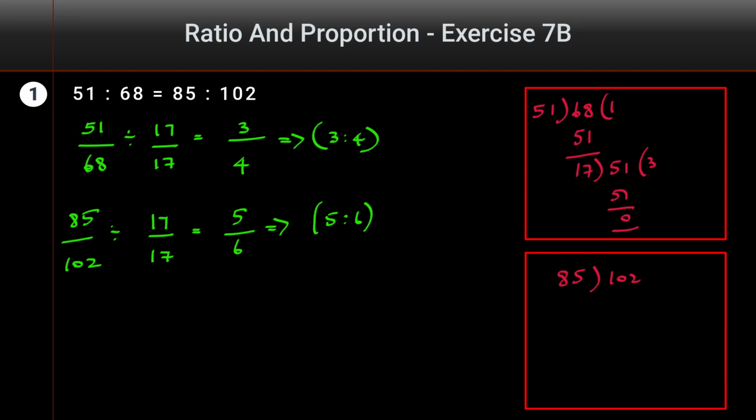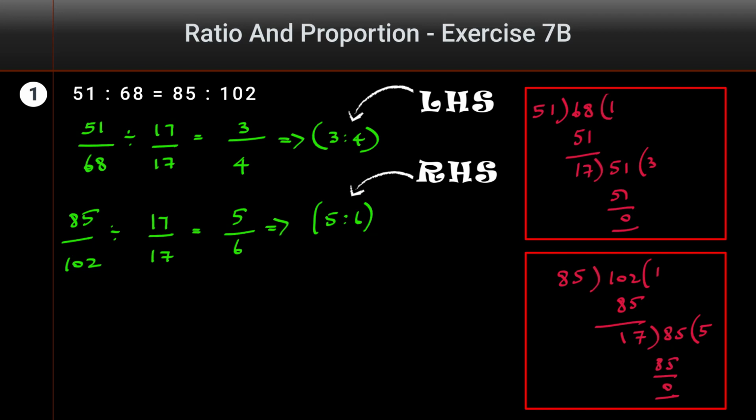So 85, 102. 85 times 1 is 85, remainder 17. Bring in 85 as a dividend. So 17 fives are 85. So 17 is the common factor that divides both the given numbers.